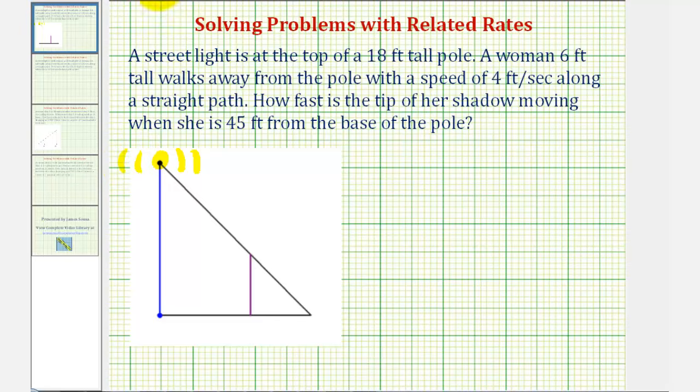We know it's 18 feet tall, so we know the length of this segment here. We know the woman is 6 feet tall and walking away from the pole. Let's let this be the woman here. And we know she's 6 feet tall, so we can label this segment 6 feet. Because she's walking in this direction, notice how this segment here would be the length of the shadow.